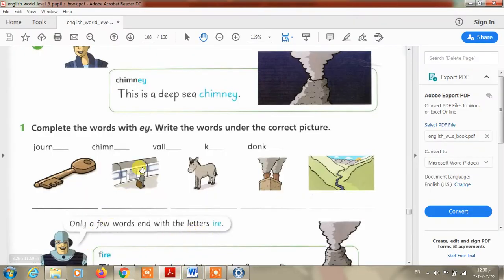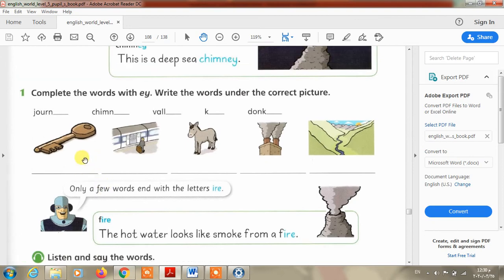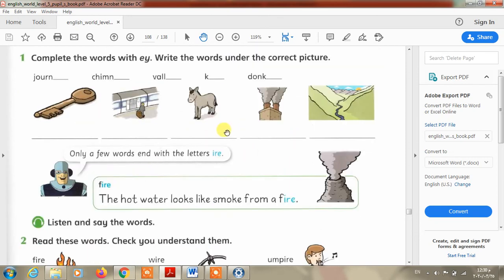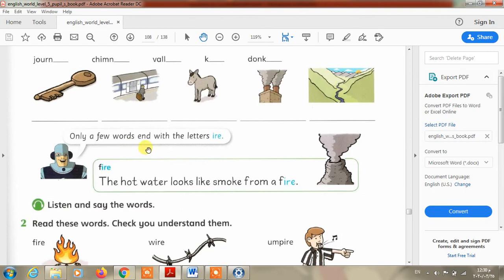We will add EY and write the word. We will add EY to become journey, chimney, valley, key, donkey. Okay, and we'll match the words. Only a few words end with the letter I or E.